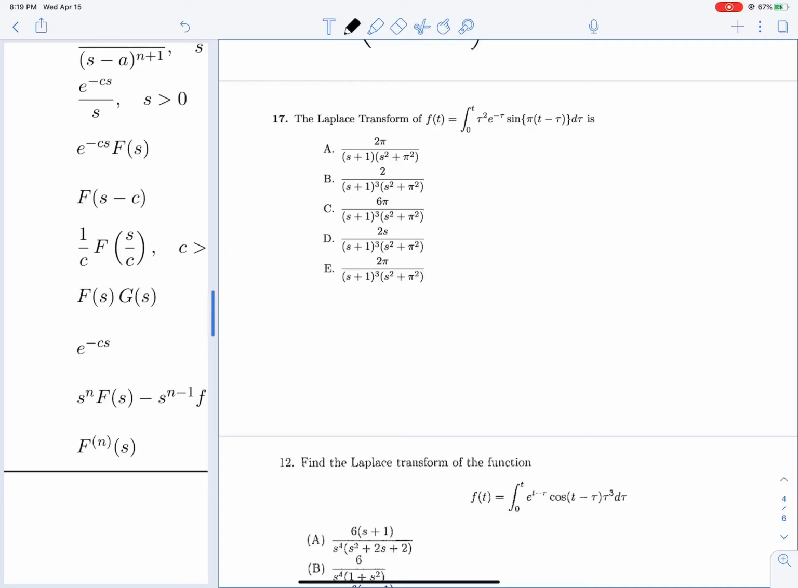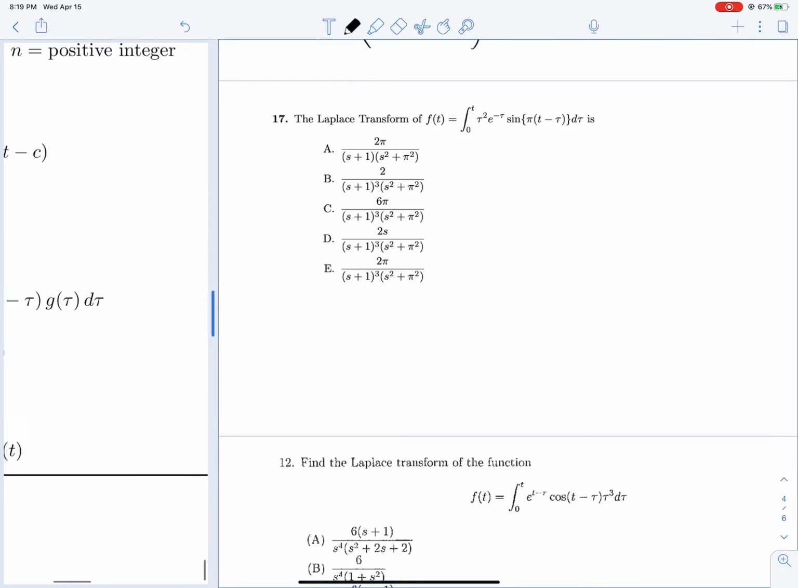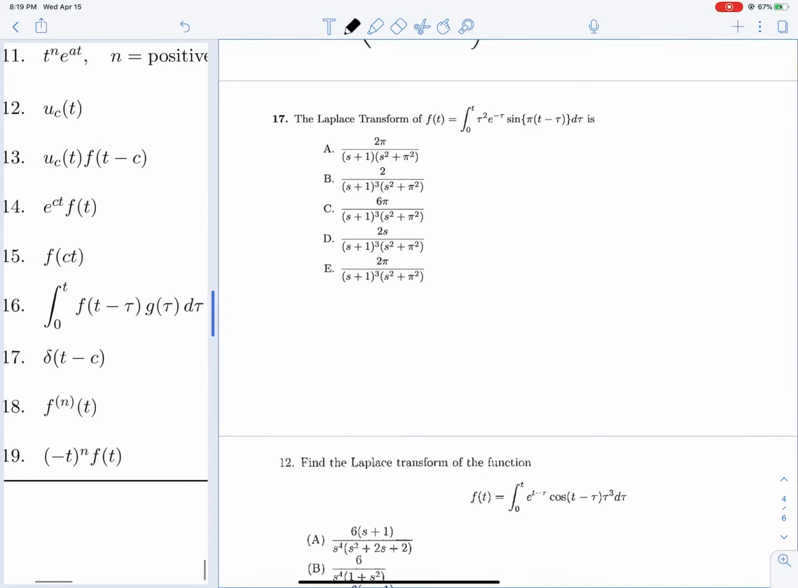17, another Laplace transform of something that is in this same form. I didn't really try to order it this way, but it worked out. So we see that I'll do f first. F of t, which is everything with a t minus tau in here, will just be sine pi t, and g of t is just everything with only a tau. That will be t squared e to the negative t.